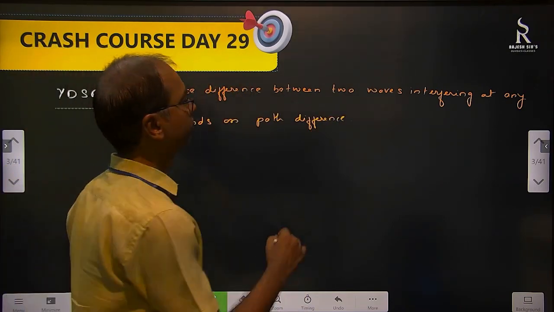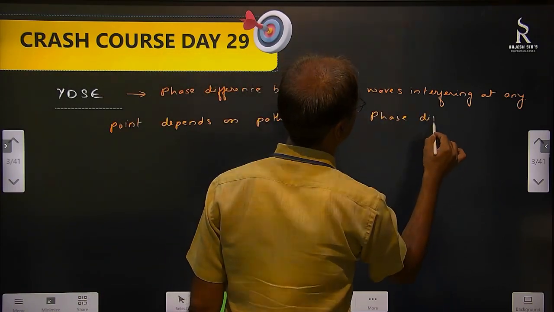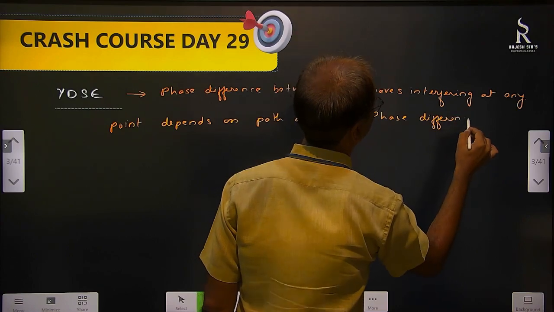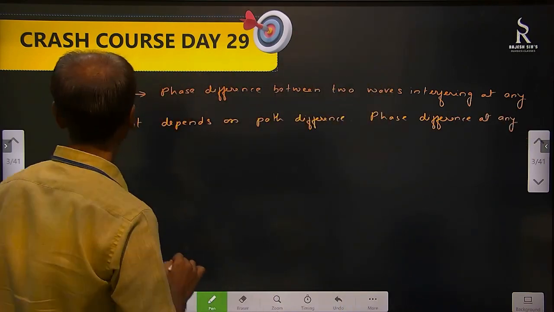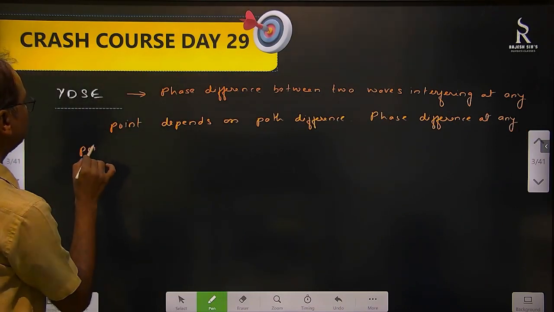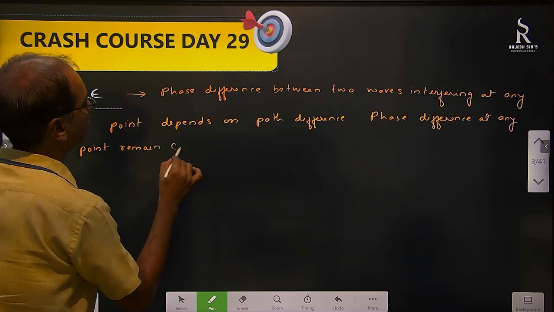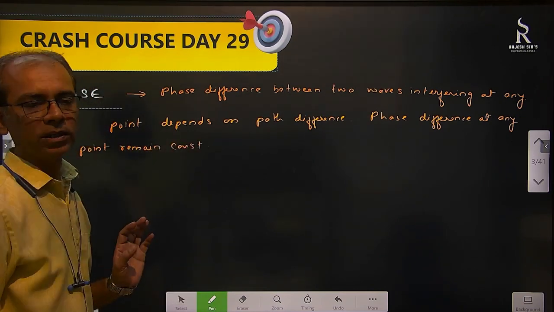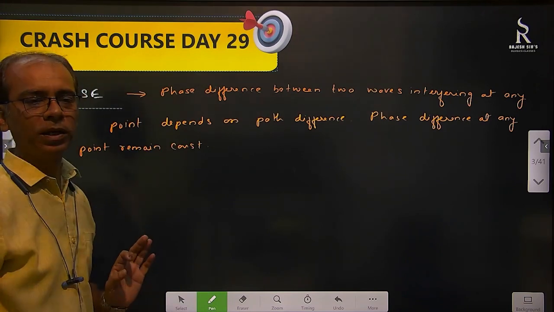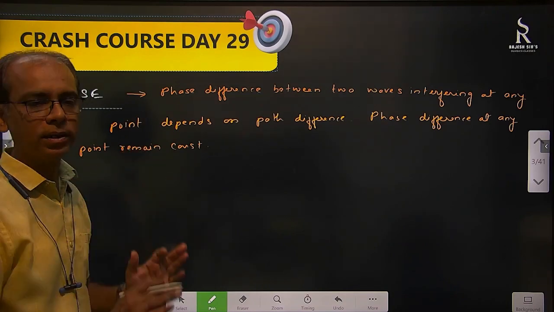That means the phase difference at any point remains constant. Now why is it happening? Because we have taken coherent sources. And the interference obtained in this way is called sustained interference. That means for a longer period of time it will remain like that only.